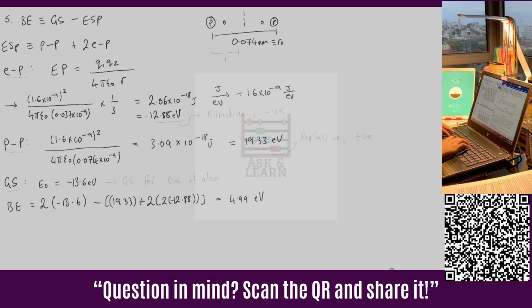Now, some of you may have a slightly smaller answer due to your use of units and decimal places and significant figures. As long as you get an answer between 4 or 5 electron volts, you should be correct.